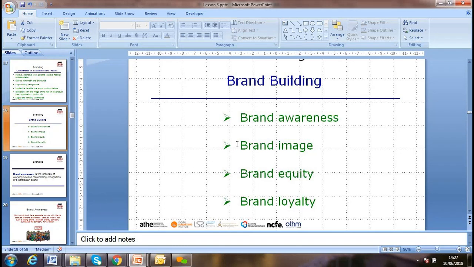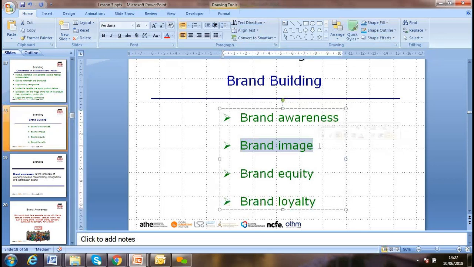By selling good quality. Yes, selling good quality, listening to the customer about what they really want, and getting feedback from the customer. Brand equity: equity means how much a brand is worth. Brand loyalty: what is meant by brand loyalty? When customers become loyal to the brand. Okay. Yes.